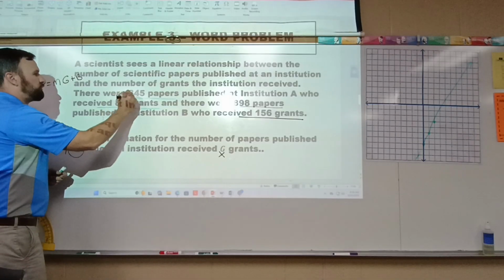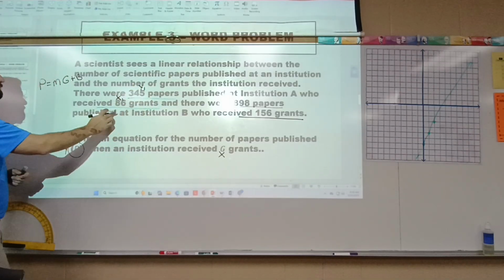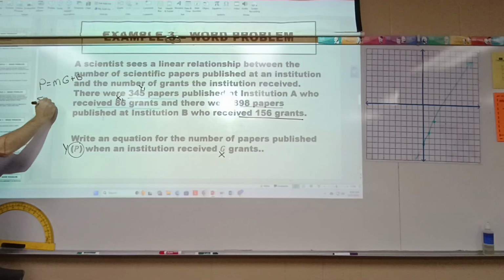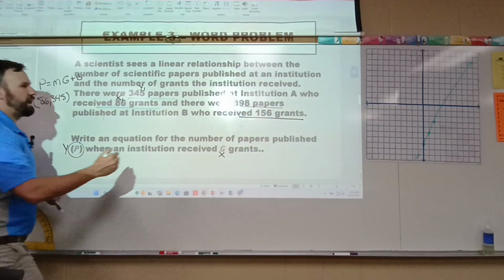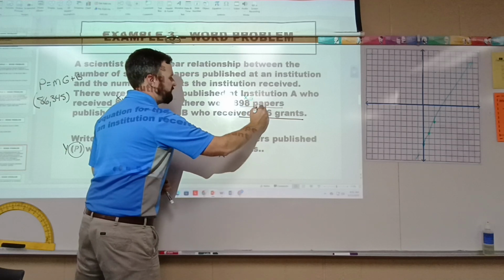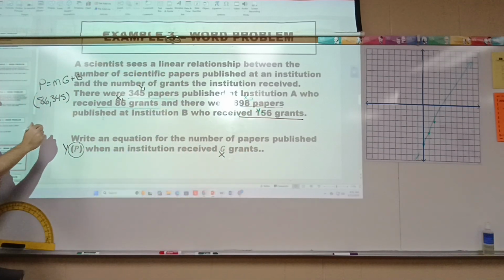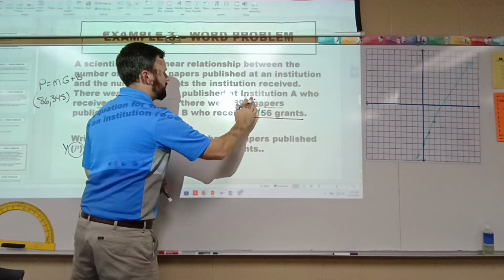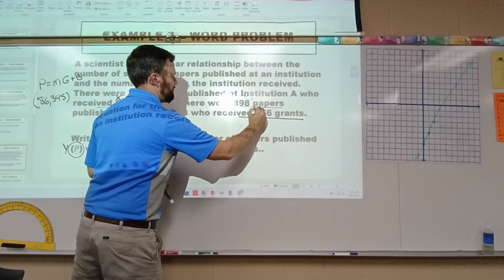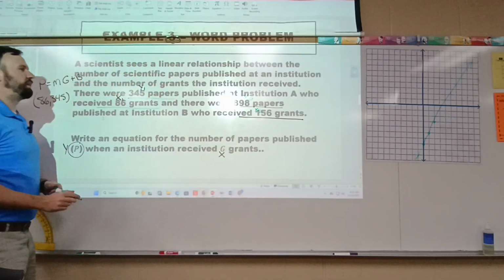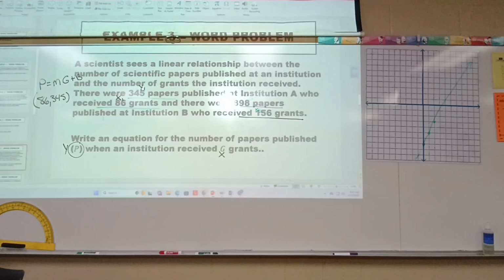So I have an x1, y1. I have a point. That's one of the points on my graph, correct? I should use that green, doesn't matter. And then I have an x2, y2. That's another point. Again, make sure you pay attention to which ones you label.